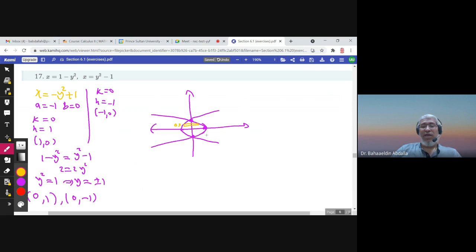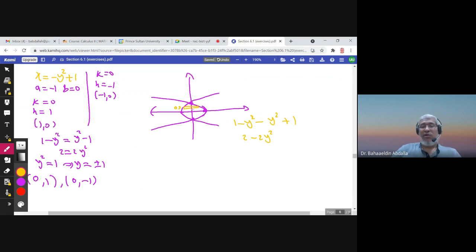So the length of the rectangle here would be this curve, which is 1 minus y squared, minus this curve, which is y squared minus 1. The minus will make the minus plus. So 1 plus 1, 2 minus 2y squared. This would be the height, or the length of the rectangle. So the area would be given by the definite integral of 2 minus 2y squared dy, with y from negative 1 to 1. This will give you the area.